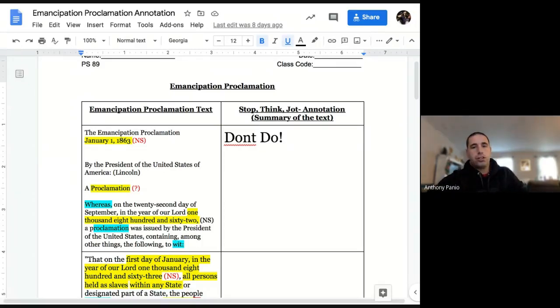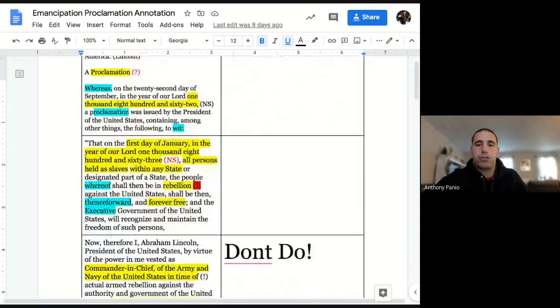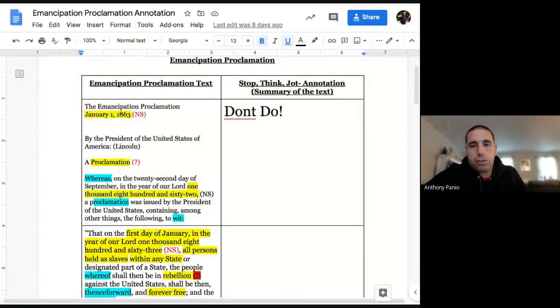All right, so let's just start with the top here. I'll do the first box or two with you. So what you're going to have to do is you're going to have to put this, basically, it's an annotation. You're going to have to put it into your own words, okay? Try and figure out what it's saying and put it into your own words as best you can so you can synthesize it and understand it as an eighth grader.